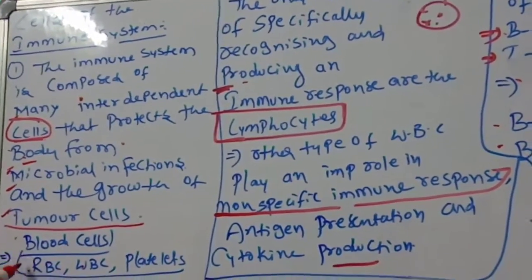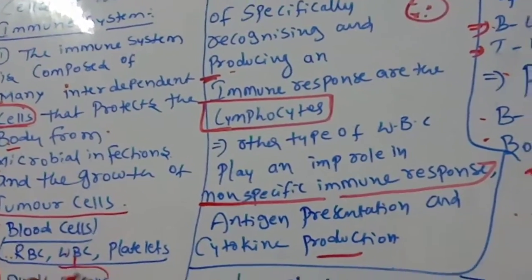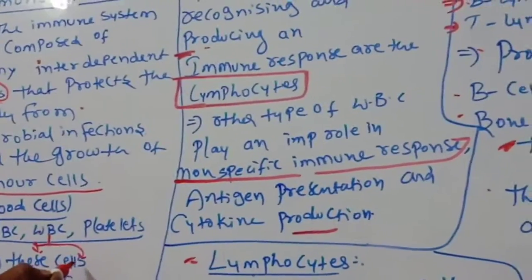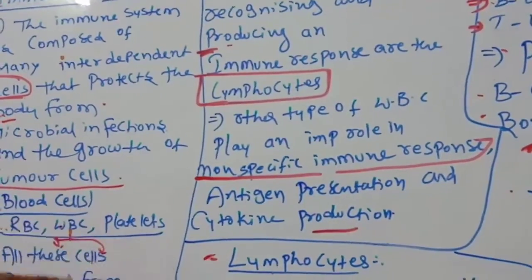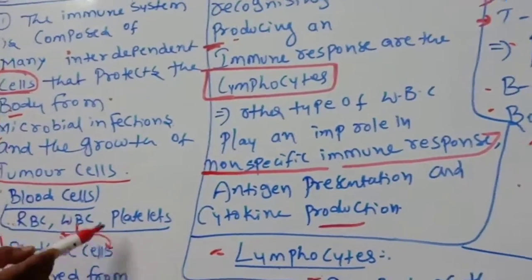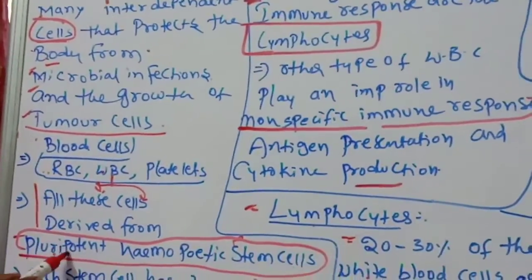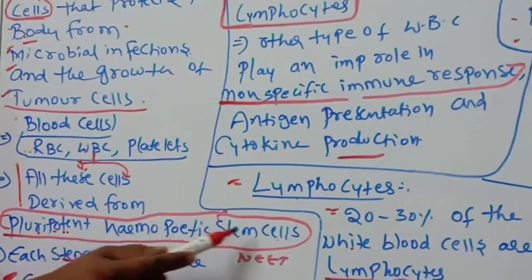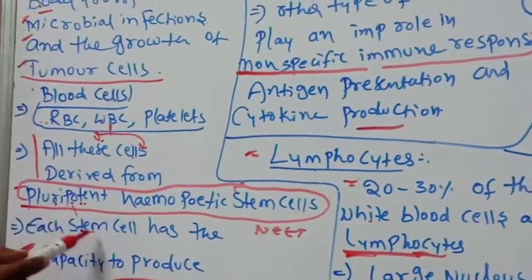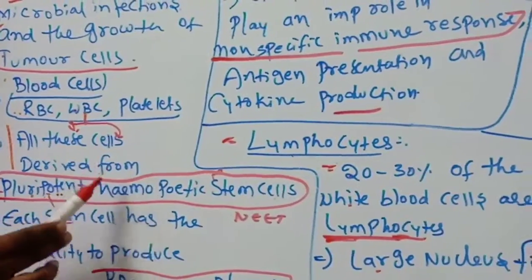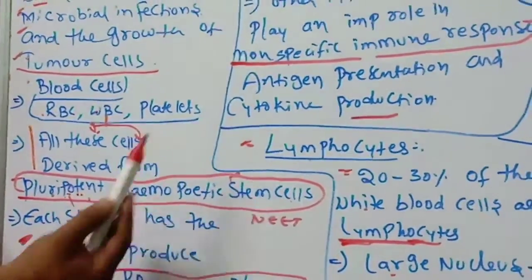So special blood cells: RBC, WBC. WBC you know very well: granulocytes, lymphocytes, monocytes, eosinophils, basophils, neutrophils. Tomorrow I will tell this table. Platelets. Okay. All these cells are derived from pluripotent hematopoietic stem cells. Pluripotent, different. Hematopoietic, blood.